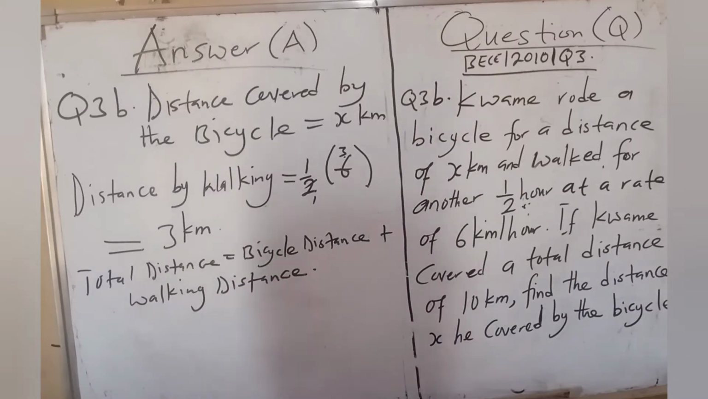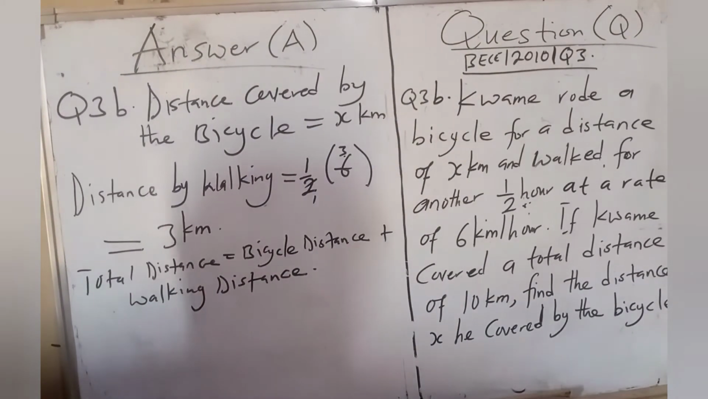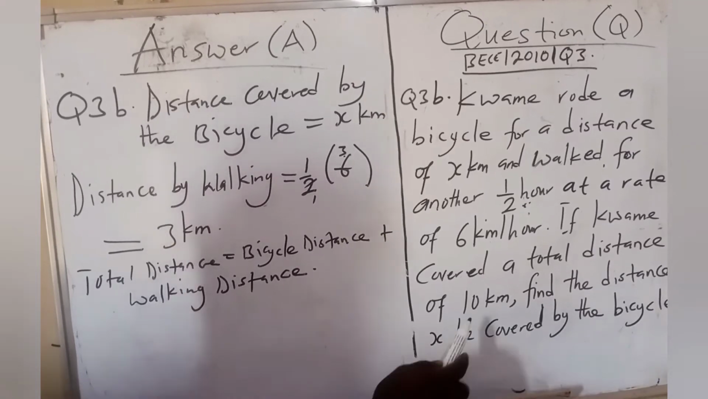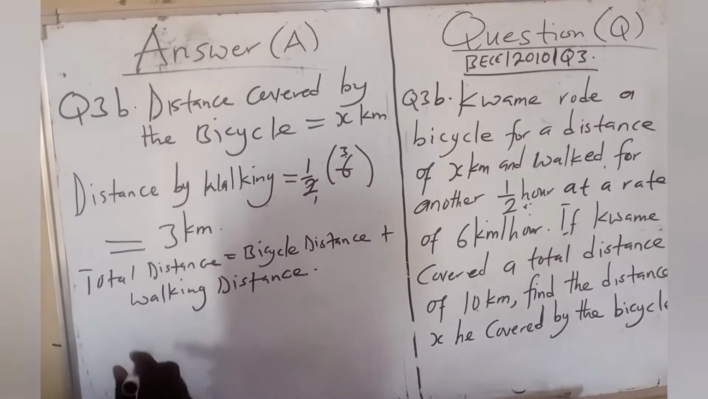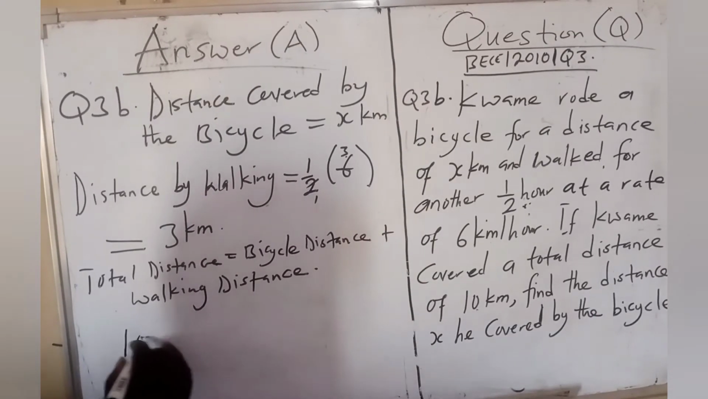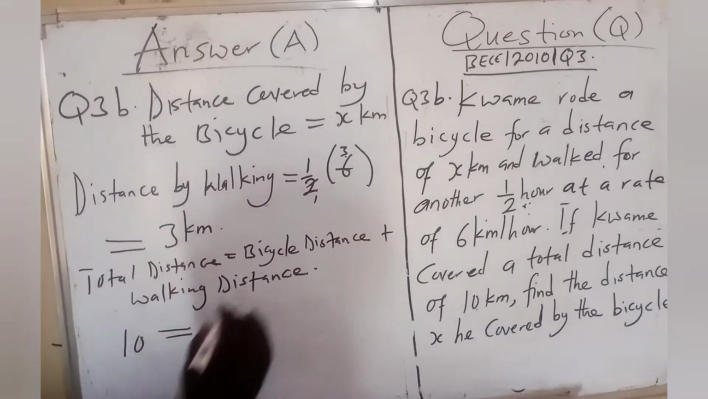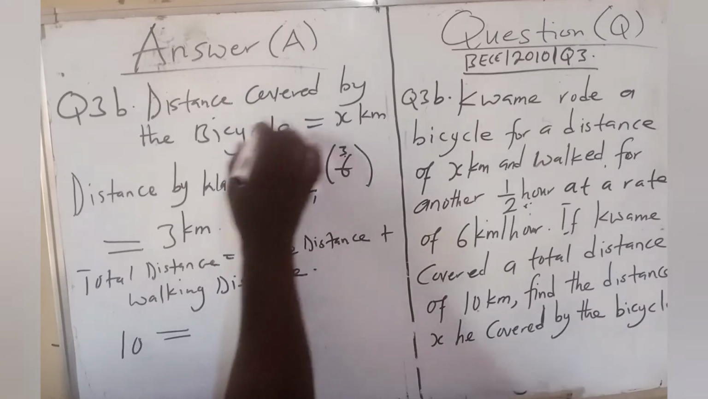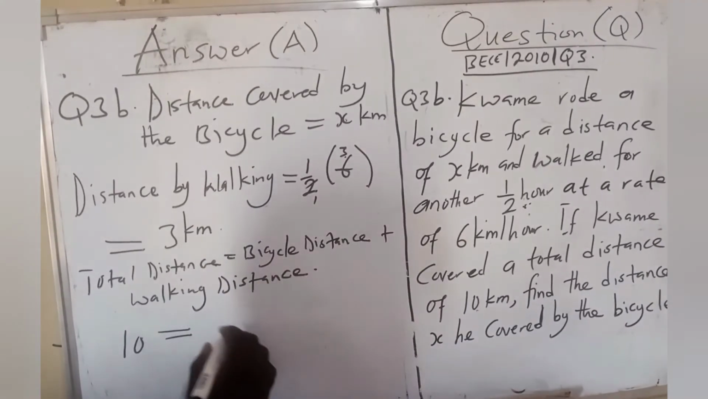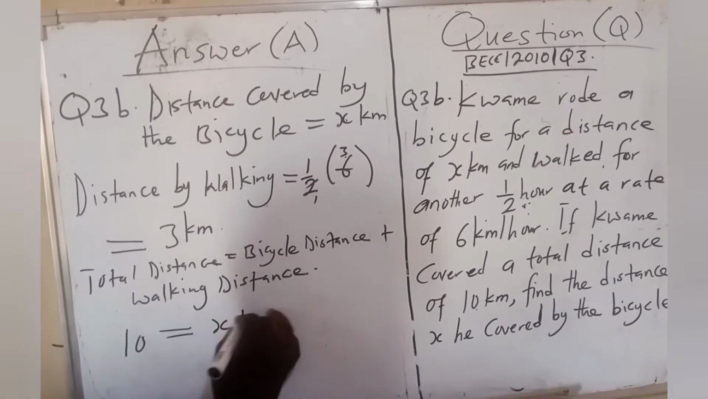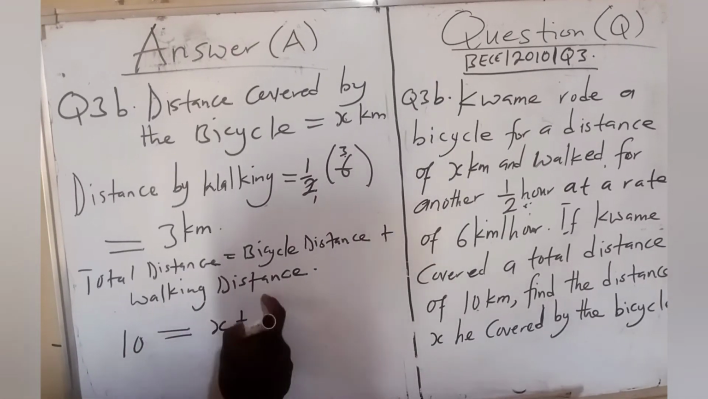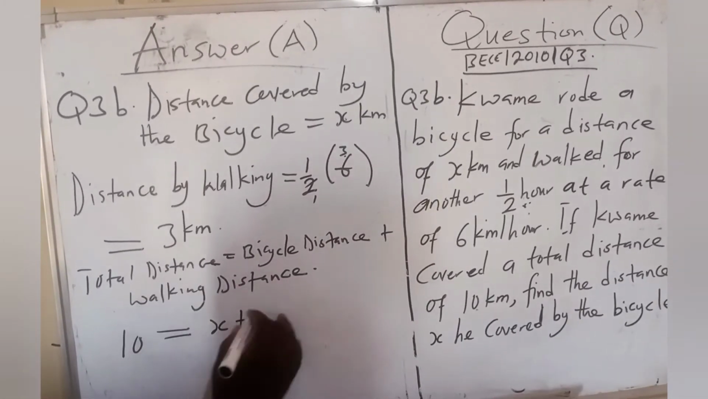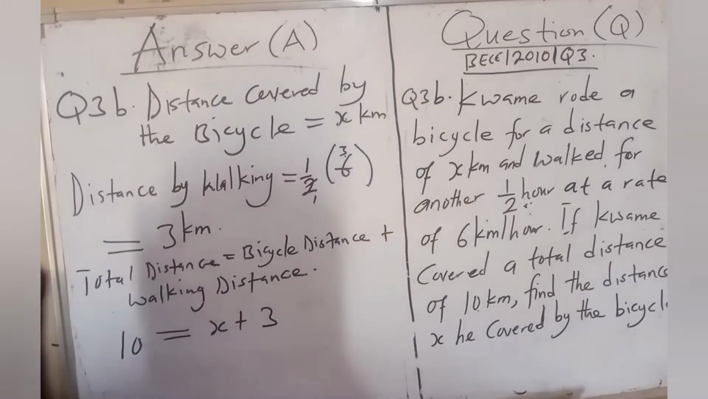Meanwhile, we are told that the total distance he covered is 10 kilometers. So the total distance is given as 10 kilometers. We will therefore have 10 will be equal to the bicycle distance, which is known as X kilometers. So I have X plus the distance he covered walking, that is 3 kilometers. So I have plus 3.